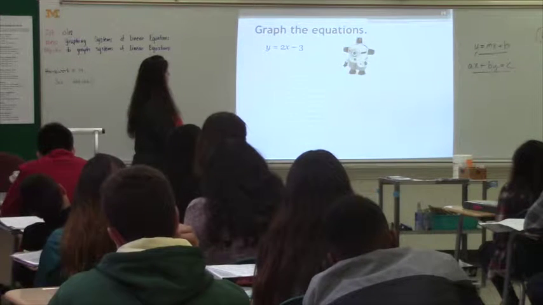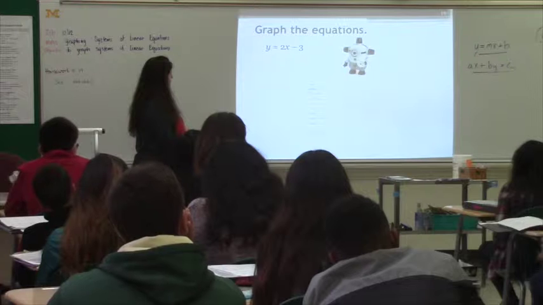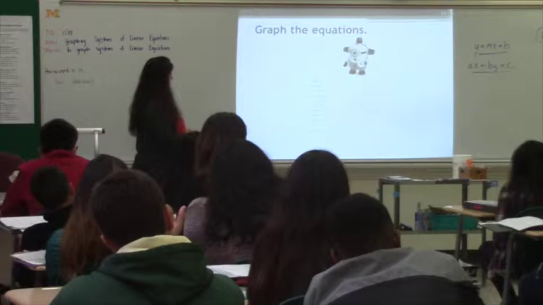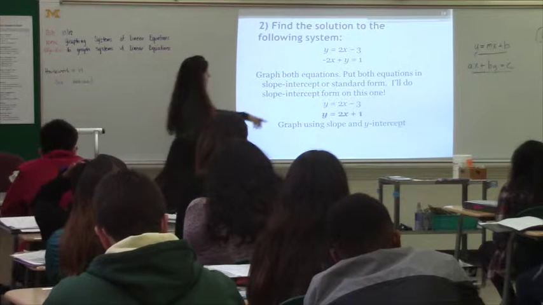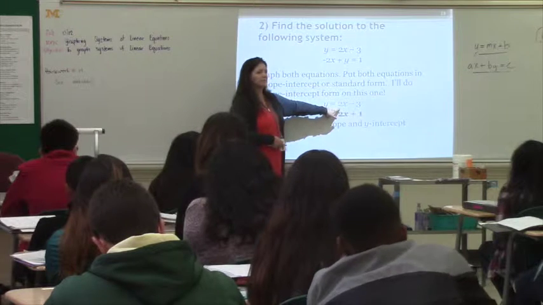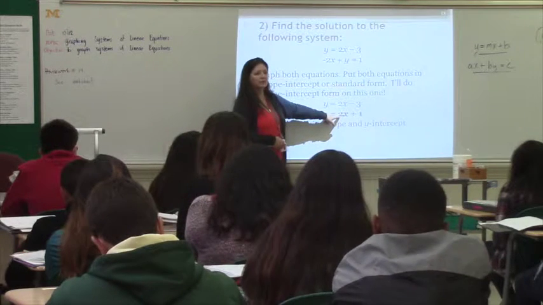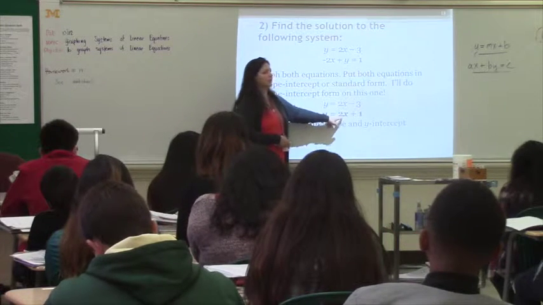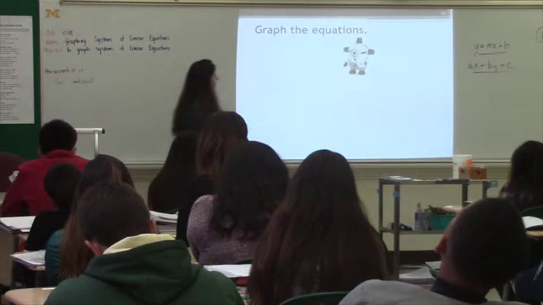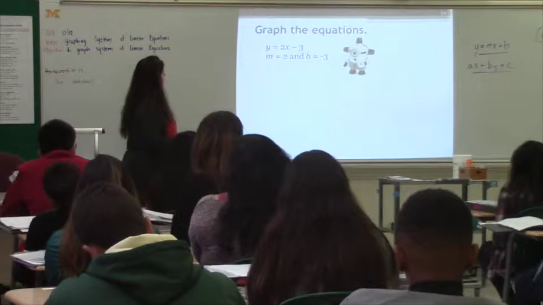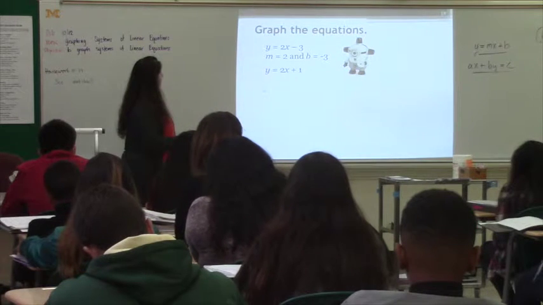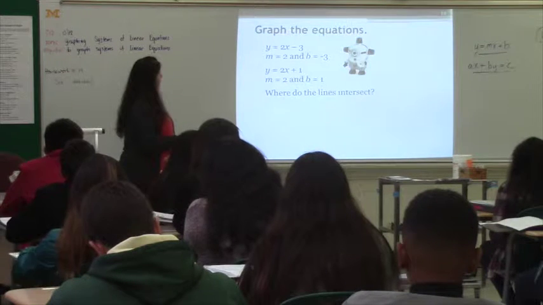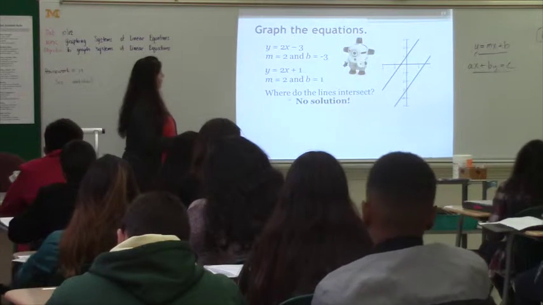Okay, what kind of lines did we get with the last one? Look at our slope. Our slopes are the same, right? So what kind of lines are these going to be? Parallel. Right, and this is how you tell. If your slope is the same, the lines are going to be parallel. All right, try this one. No solution, right?